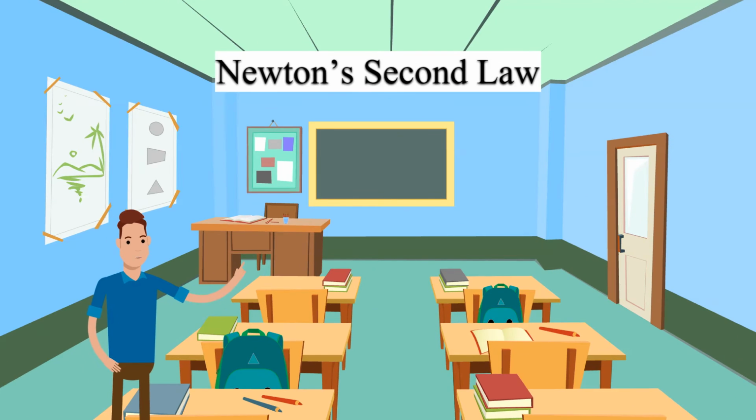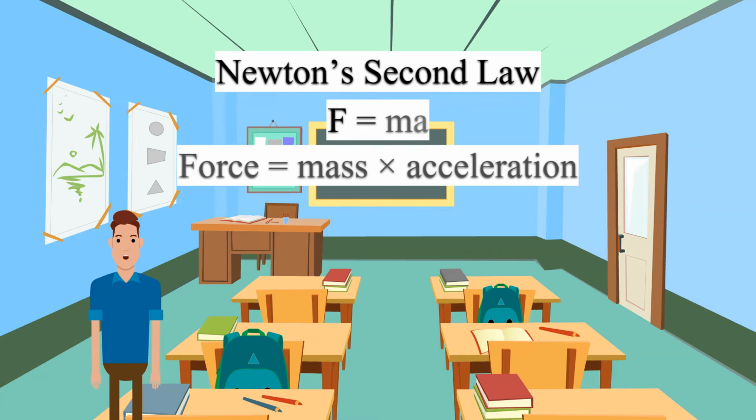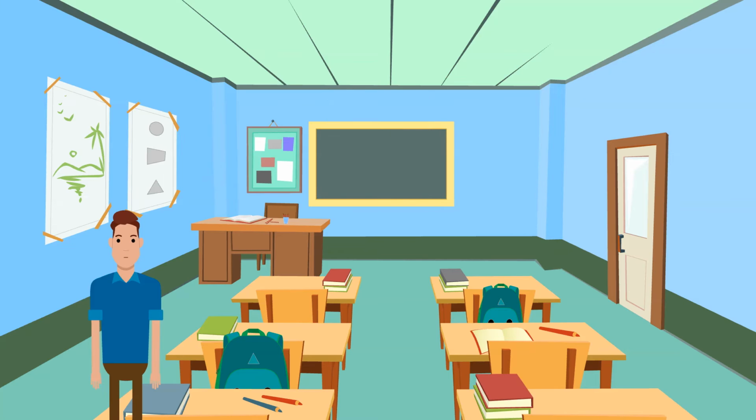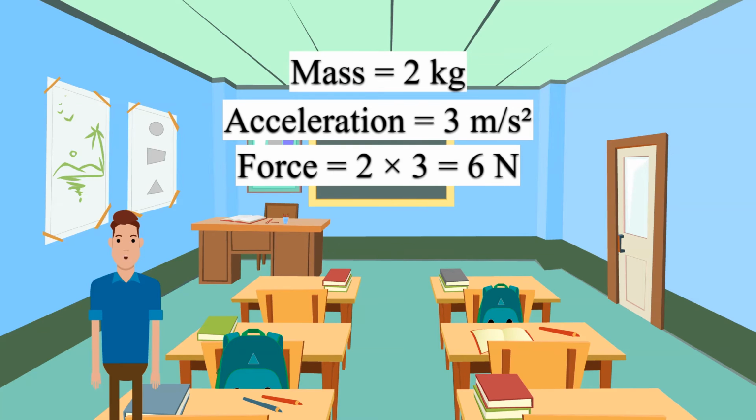Newton's second law tells us how motion changes when a force is applied. Force equals mass times acceleration. A larger force causes more acceleration. A heavier mass needs more force to move. For example, if the mass equals 2 kilograms, and the acceleration equals 3 meters per second squared, this means the force equals 2 times 3, which equals 6 newtons.